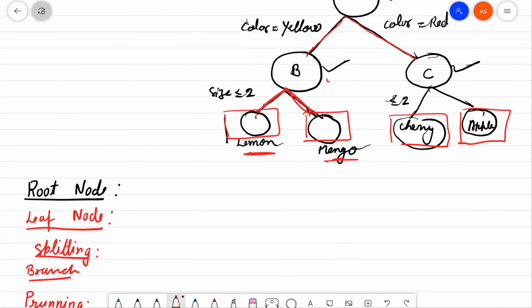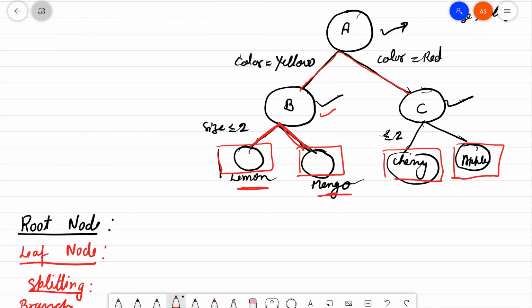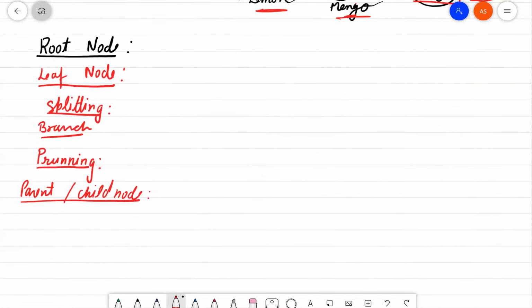This B is a parent node for this lemon and mango. Okay, so here A is a parent node as well as a root node because it is the topmost. So the parent node further branches into the child nodes. So these are some terminologies which we use in the decision tree.